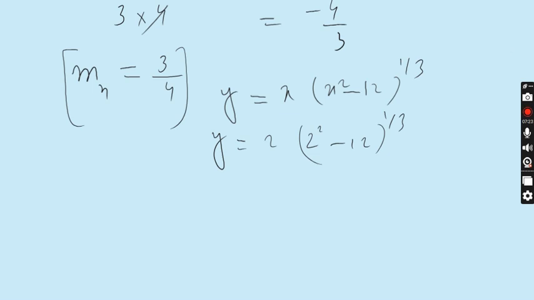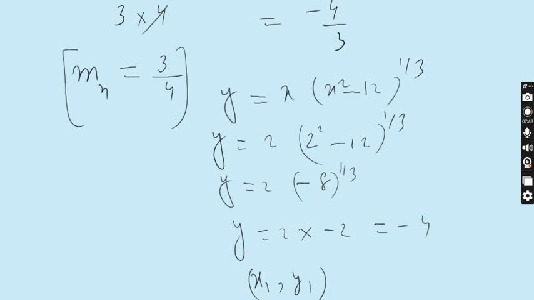Y equals 2 squared minus 12 is minus 8, 1 upon 3. So y is equal to 2 into minus 8, 1 upon 3, which is minus 2 minus 4. So x1, y1 is 2 comma minus 4.